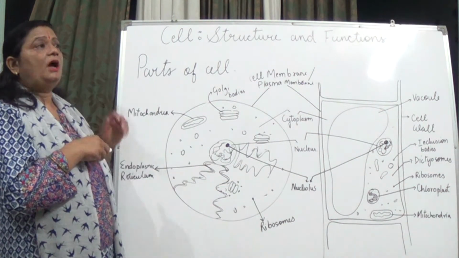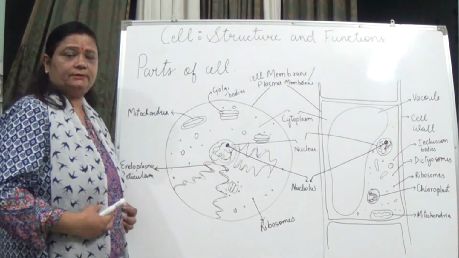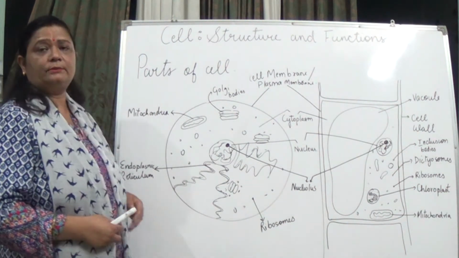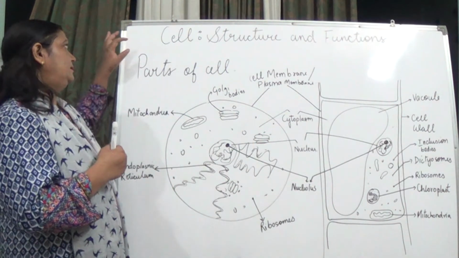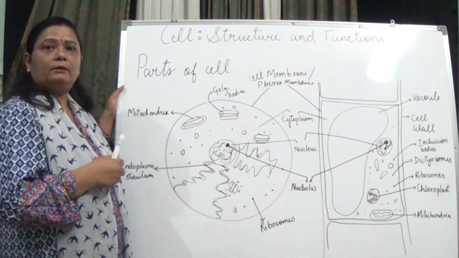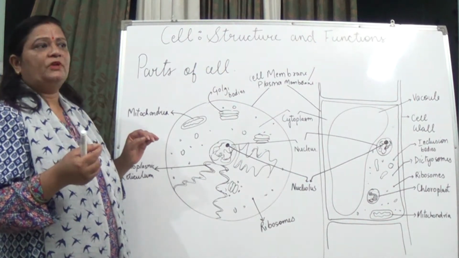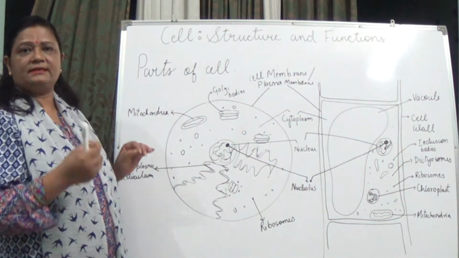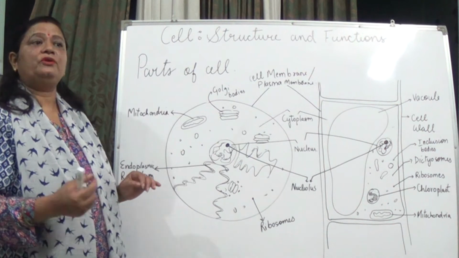Okay, now how can you observe other cells? We have seen right now the egg of a hen. Other cells, like if you want to see the cells present in the onion, what can you do?